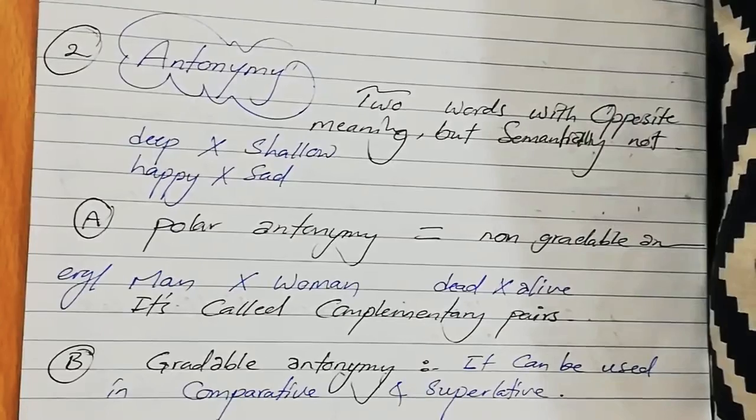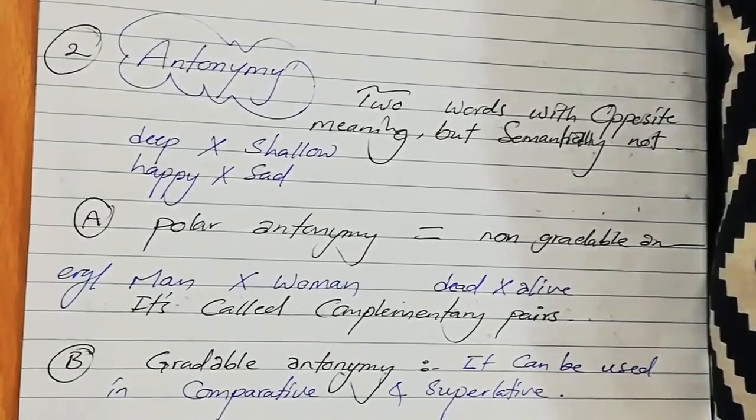Okay, there are three types of antonymy: polar antonymy, negatable antonymy. Just like man, woman. Okay, dead, alive.